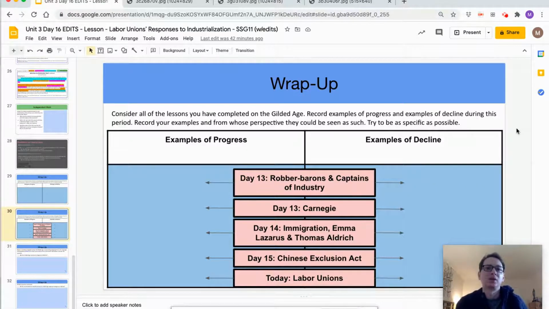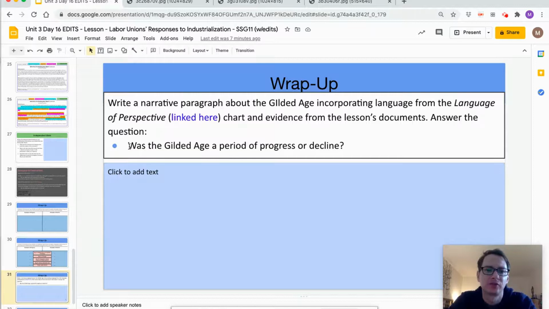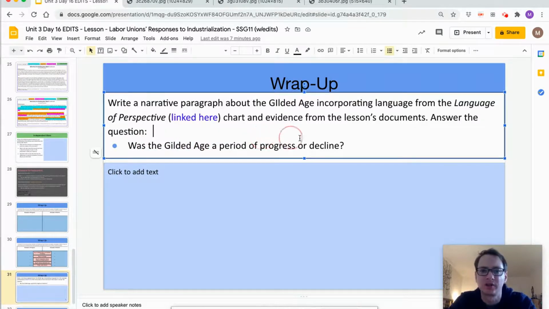You need to go back to each of these and look at the actual evidence and then place that evidence in the appropriate column. And from here, once your table is nice and organized, all that's left is for you to kind of take all that into consideration and respond to this question. Was the Gilded Age a period of progress or decline?